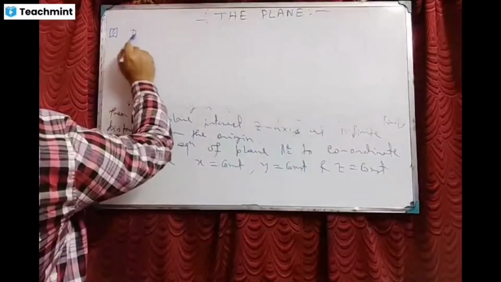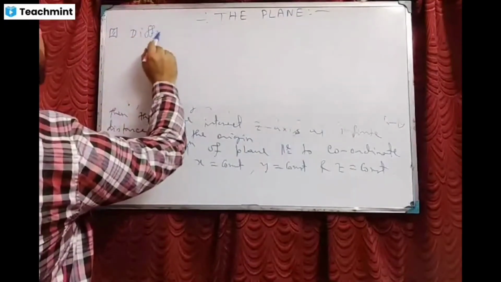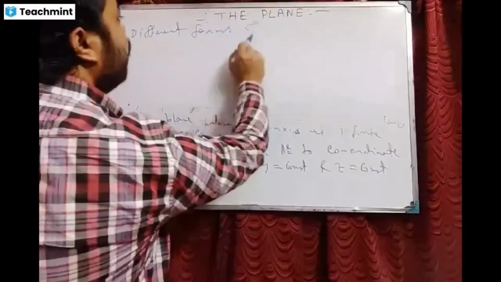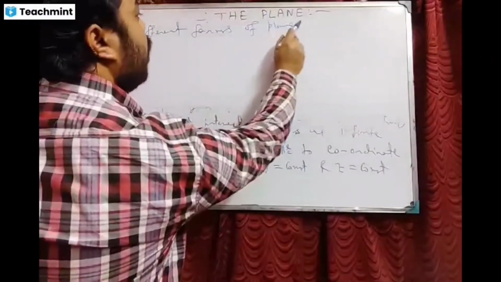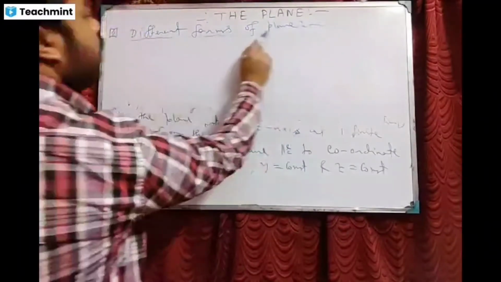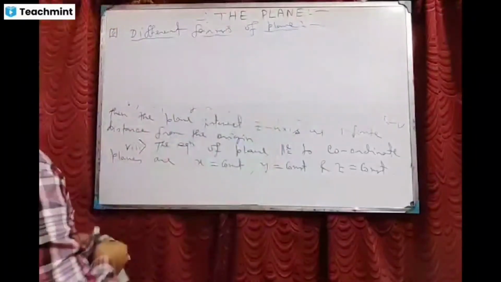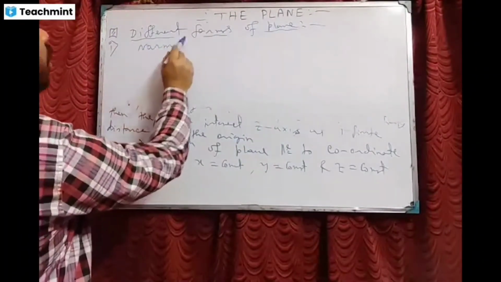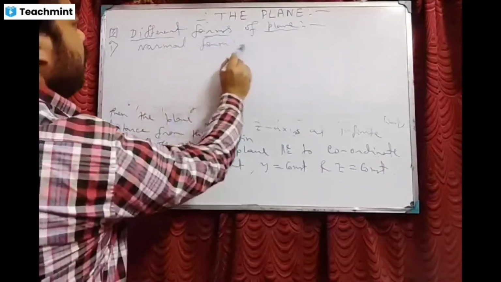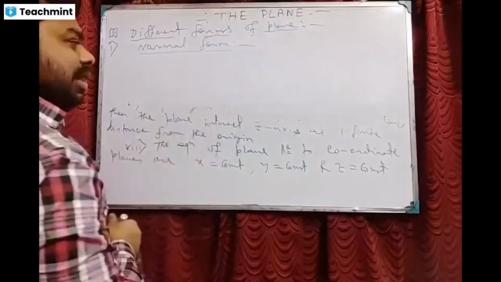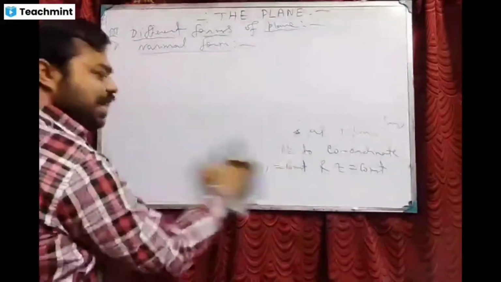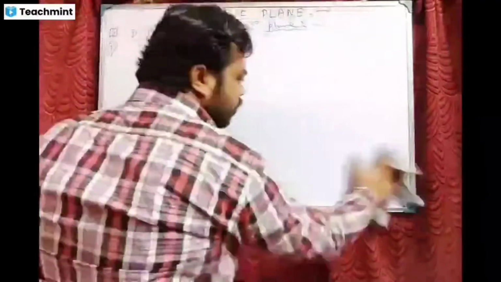Different forms of planes. This is very, very important. First of all, the normal form. In two dimensions, what is the normal form of a line in 2D?